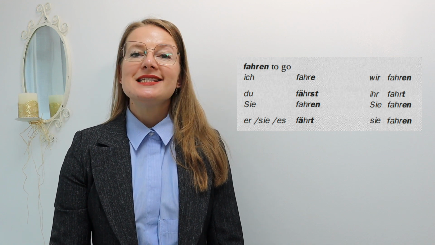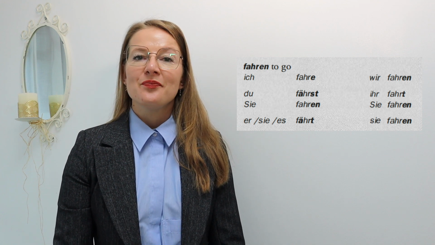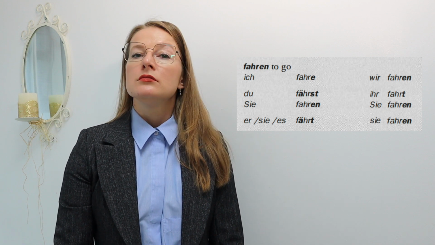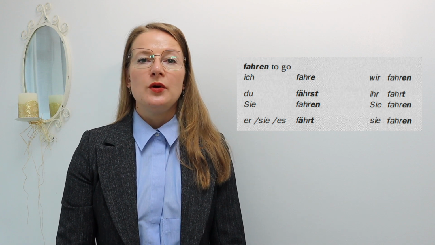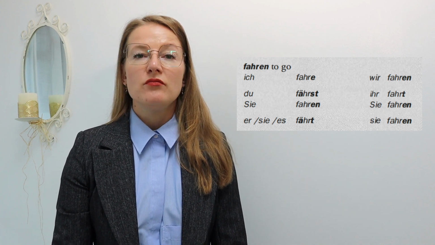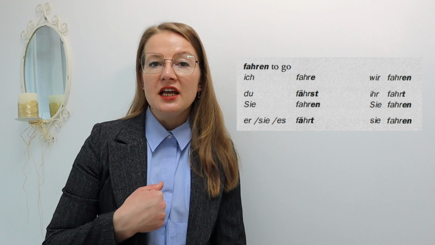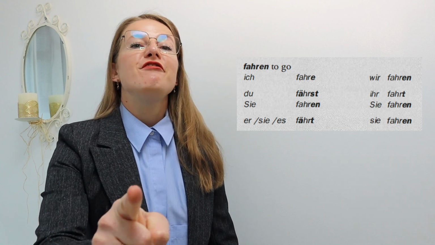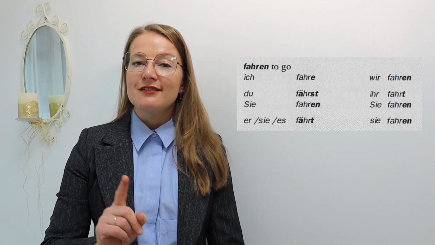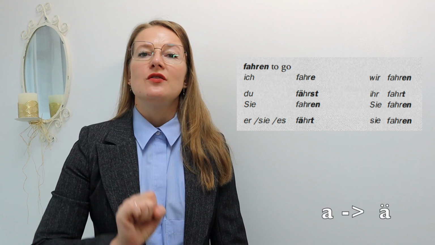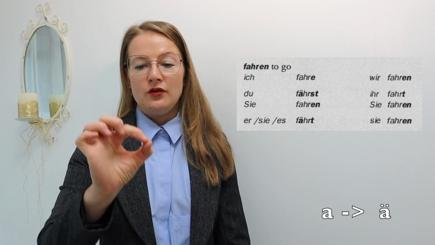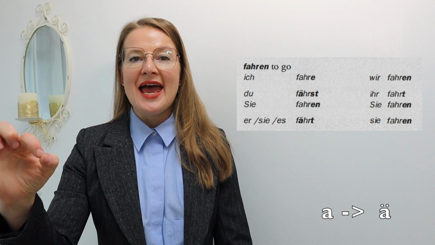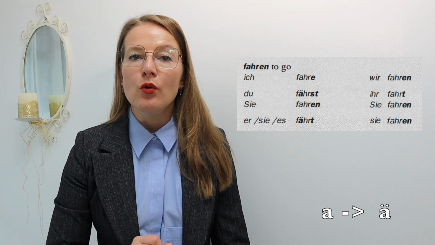So, take a second to recognize the changes. Right, so the endings that we are now familiar with are the same pretty much, right? Ich fahre, ich wohne. But du fährst. Aha, there you go. A turns into ä. So this is the A with two dots above it, right? A turns into ä. It's called an umlaut, right?